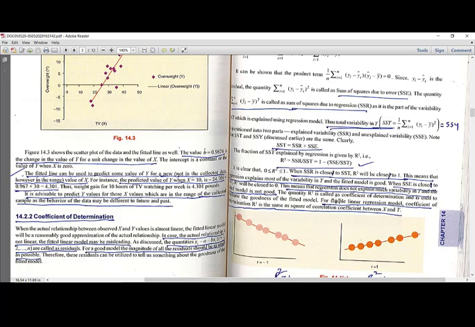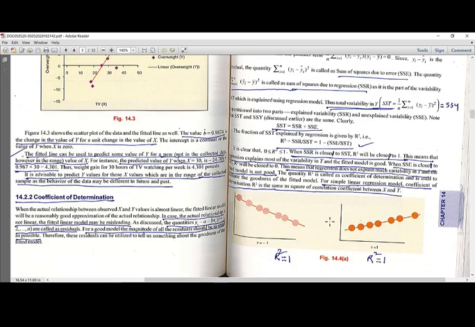The quantity R square is called the coefficient of determination and is used to evaluate the goodness of the fitted model. For a simple linear regression model, the coefficient of determination R square is the same as the square of the correlation coefficient between X and Y. The correlation coefficient between X and Y, I had already shown by small r.